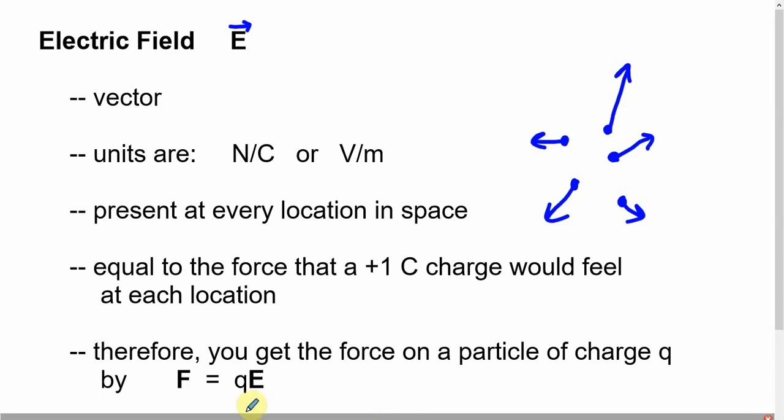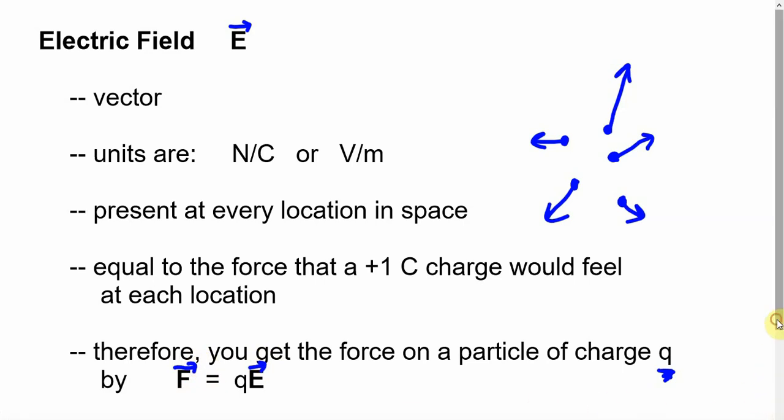So all you have to do is take your electric field and multiply by your charge. We use the letter Q for charge typically. You take your electric field and multiply by the charge, and that'll tell you the force. These are both vectors, okay? So that's the idea.